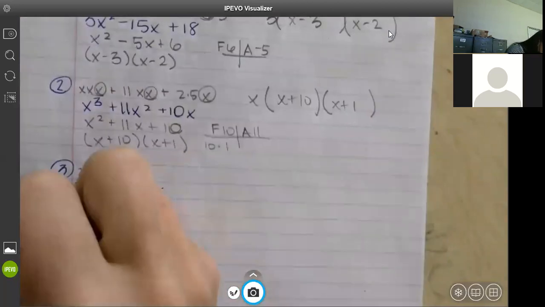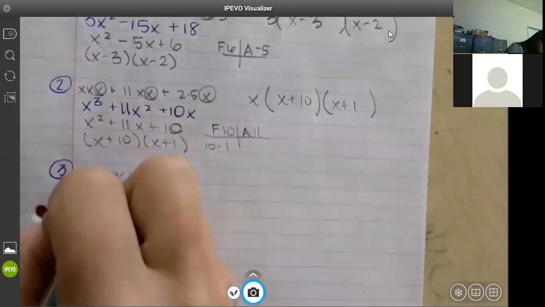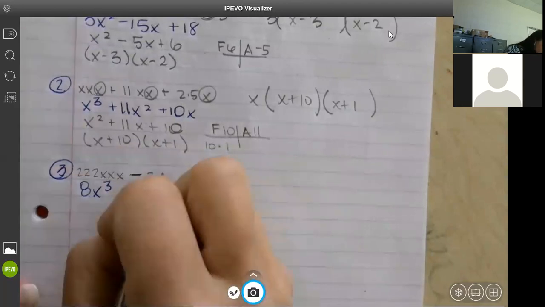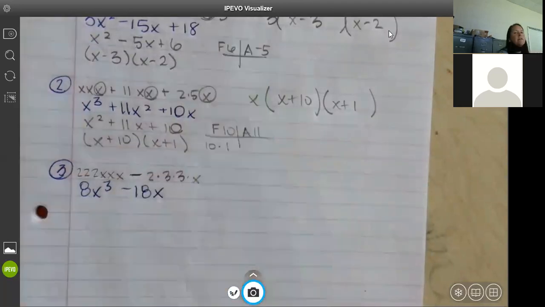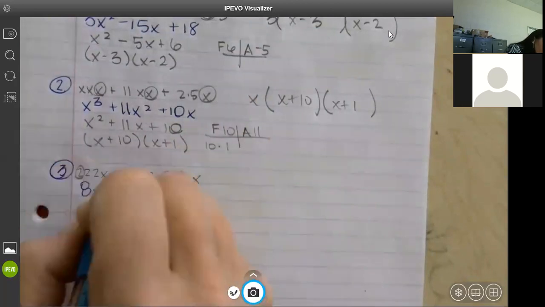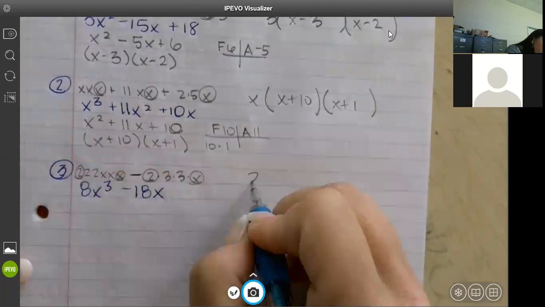8 is 2, 2, and 2, and 3 x's. 18 is 9 times 2. 9 is 3 and 3, and an x. I told you all of them have a GCF. So what's the GCF on this? What's in common? 1, 2, and 1x. So we're going to write that outside our parentheses.